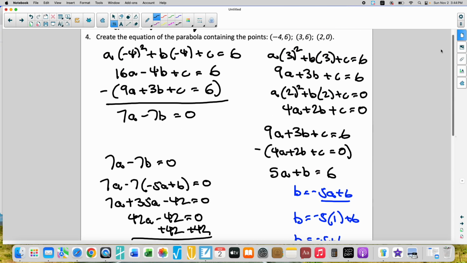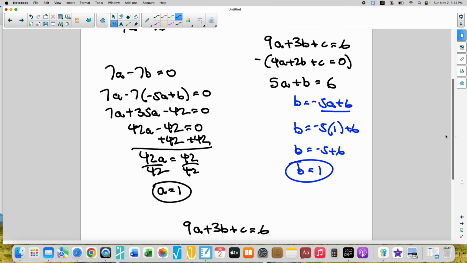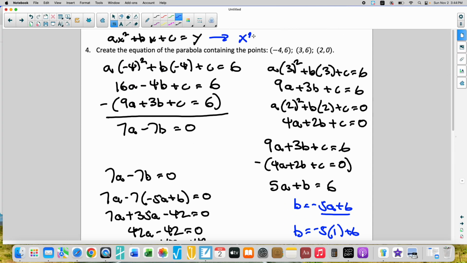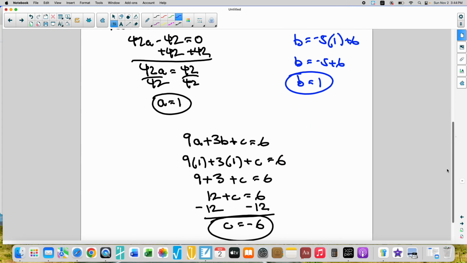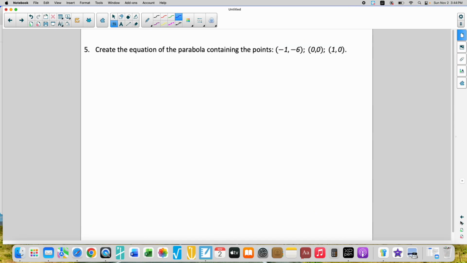And now we can go back to this equation, ax squared plus bx plus c, giving us the equation. A was 1, B was 1, and C is negative 6. So x squared plus x minus 6 equals y. That would be our equation for the parabola that contains these points. If I plug these points back in, I should get true values.